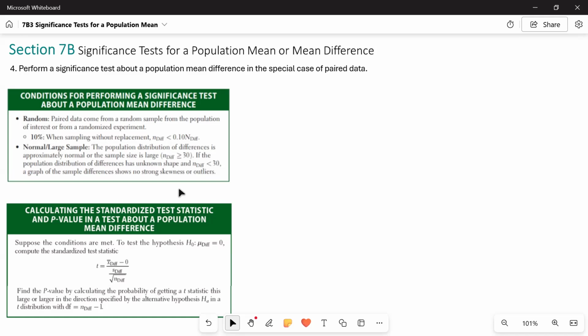But if neither of those are true, or if you don't know the shape of the population distribution and your sample size is less than 30, then you graph the data and see if there's any strong skewness or outliers. And if there isn't, then you can proceed.